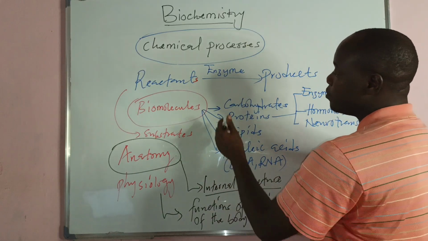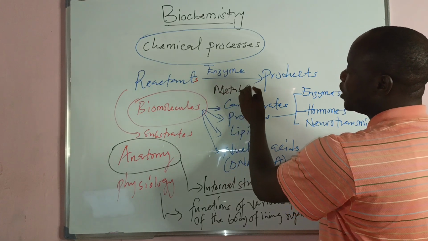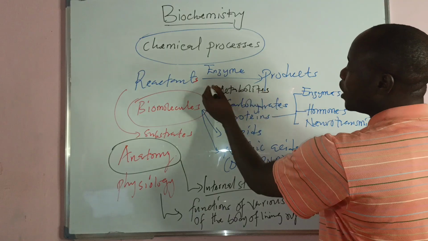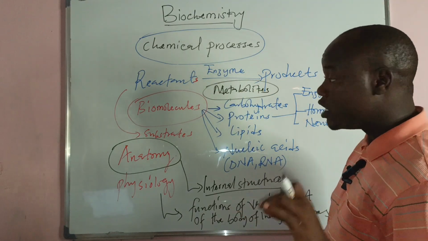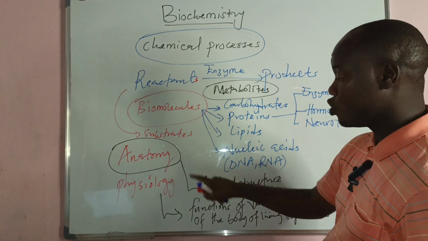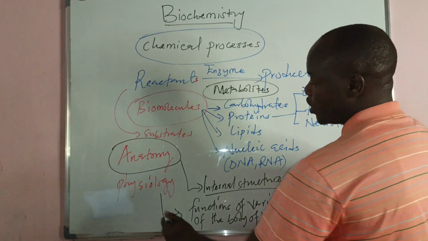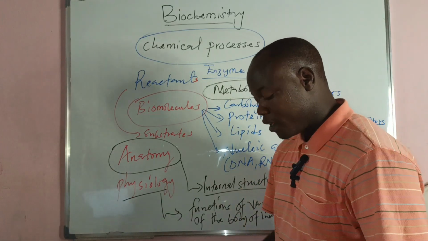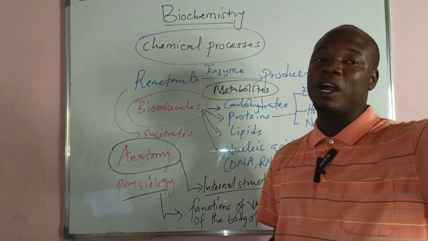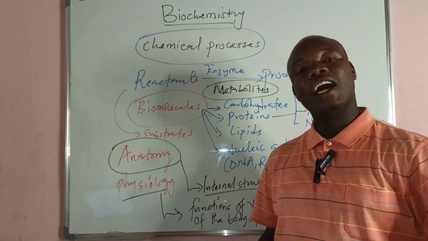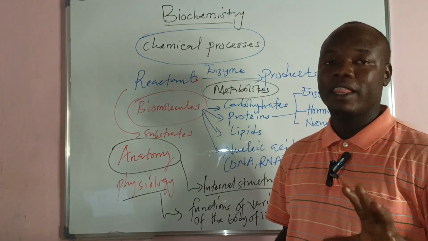So metabolites, or these biomolecules, you can call them either metabolites or biomolecules. They are substances that determine the structure of the body of a living organism, as well as the functions of the body of a living organism. For example, the biochemistry of the liver is different from the biochemistry of the kidney, and the biochemistry of the pancreas is different from the biochemistry of the brain.